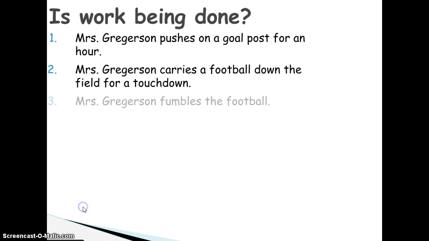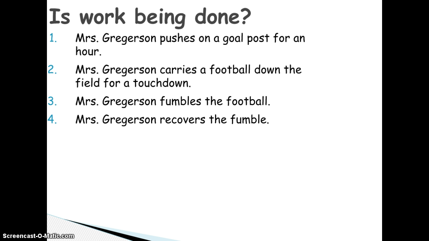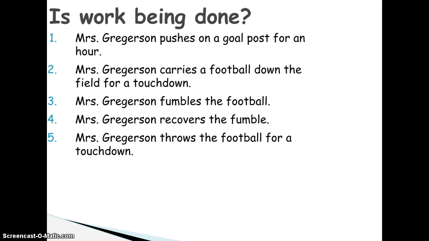Alright, the next one. Mrs. Gregerson fumbles the football. Yes or no, is work being done? Jot down your answers, remember. Number 4, Mrs. Gregerson recovers the football. Or fumble, excuse me. Number 5, Mrs. Gregerson throws the football for a touchdown.